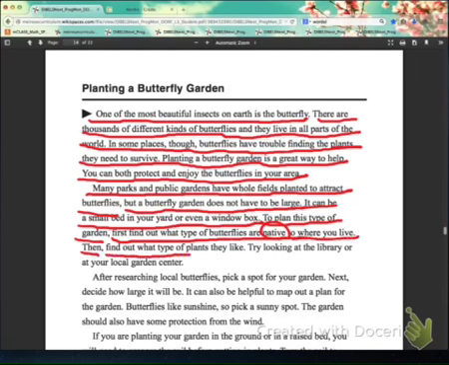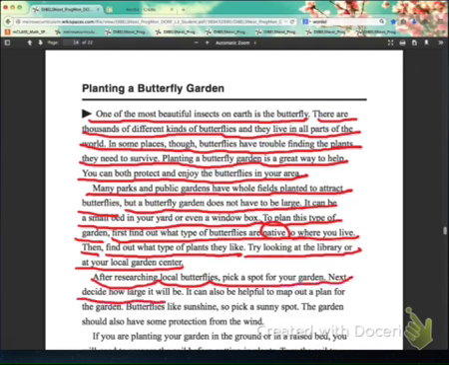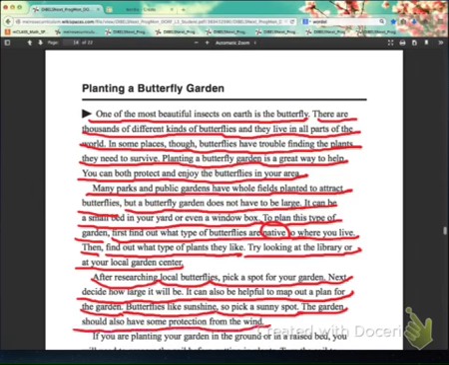Then find out what type of plants they like. Try looking at the library or at your local garden center. You need to be following along, not mouthing the words. Ready? After researching local butterflies, pick a spot for your garden. Next, decide how large it would be. It can also be helpful to map out a plan for the garden. Butterflies like sunshine, so pick a sunny spot. The garden should also have some protection from the wind. Keep reading. And from dogs.